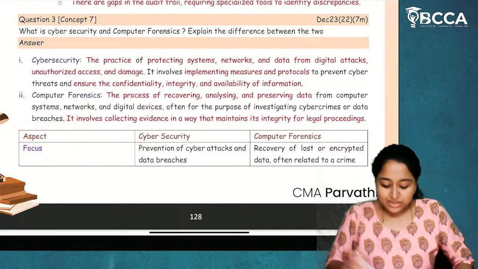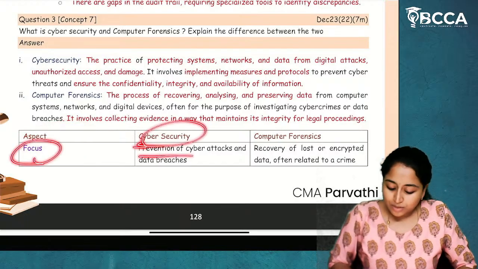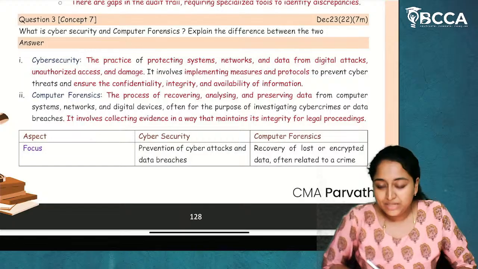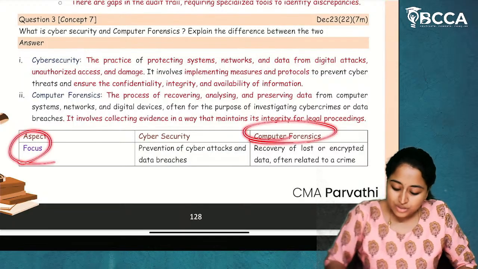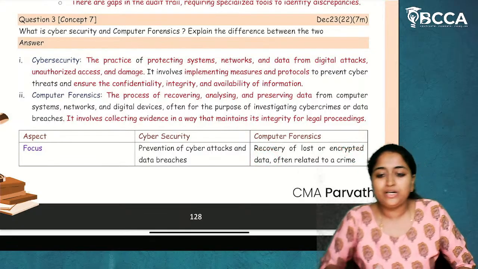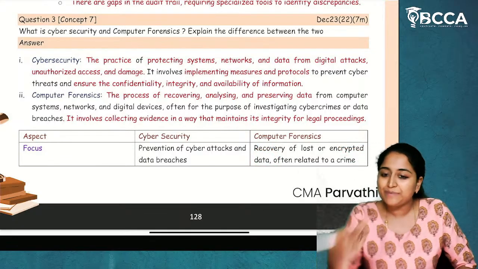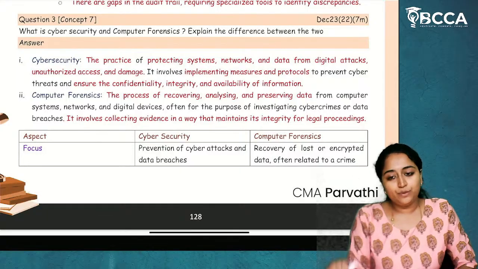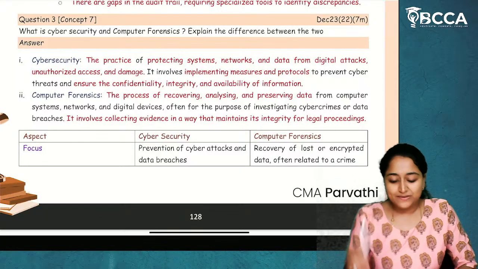Now, what are the differences? Cyber security focuses on prevention of cyber attack and data breaches, whereas computer forensics focuses on recovery of lost or encrypted data often related to a crime. Crime has happened, the data has been lost. To recover that, if you are doing any process, it is called as computer forensics.